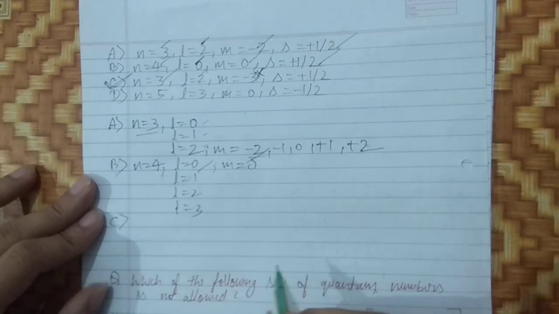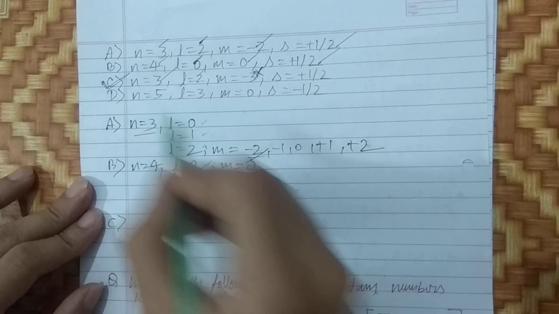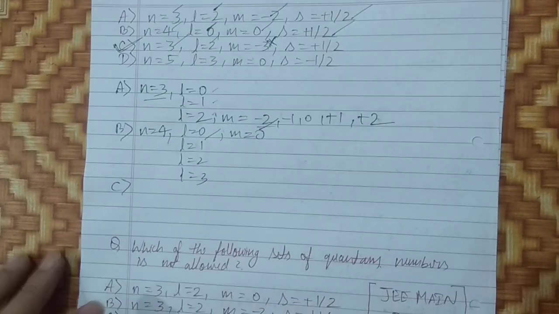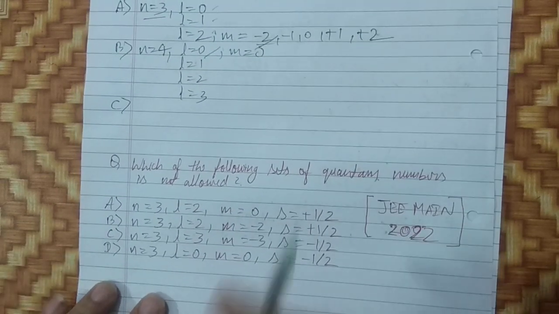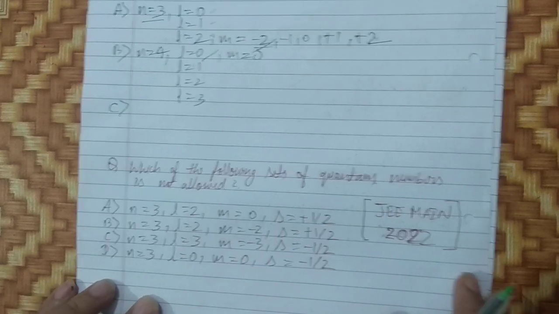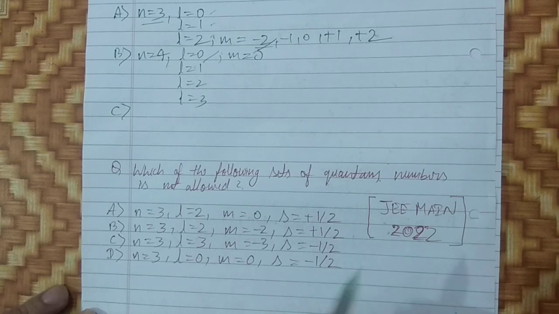Very simple again. We just calculated the value of L and the value of m according to the options, and we got the answer. Very easy, nothing big in this. So the next question is, which of the following sets of quantum numbers is not allowed? Again, a similar type of question, and this has been asked in JEE Main 2022. Again we will approach through the options.